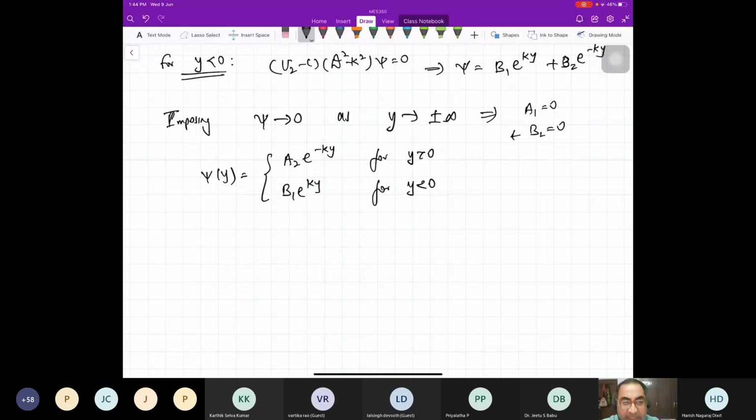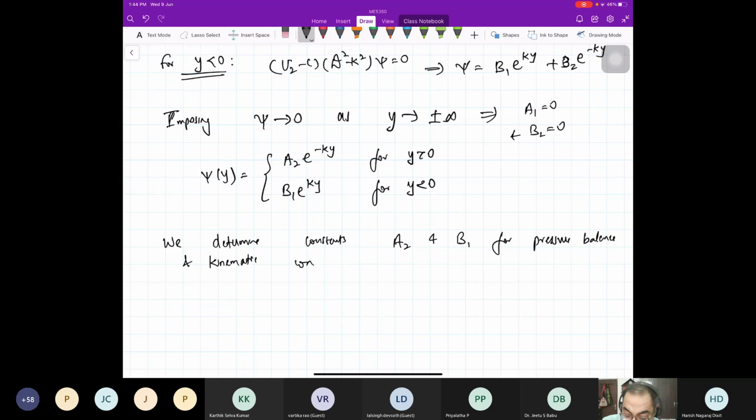We determine the constants a2 and b1 from pressure continuity, pressure balance, and kinematic conditions. Kinematic conditions means if the fluid at the bottom pushes up, the fluid above also has to go up. If the fluid at the bottom goes down, the fluid at the top also has to go down, so that no voids are created in the flow.